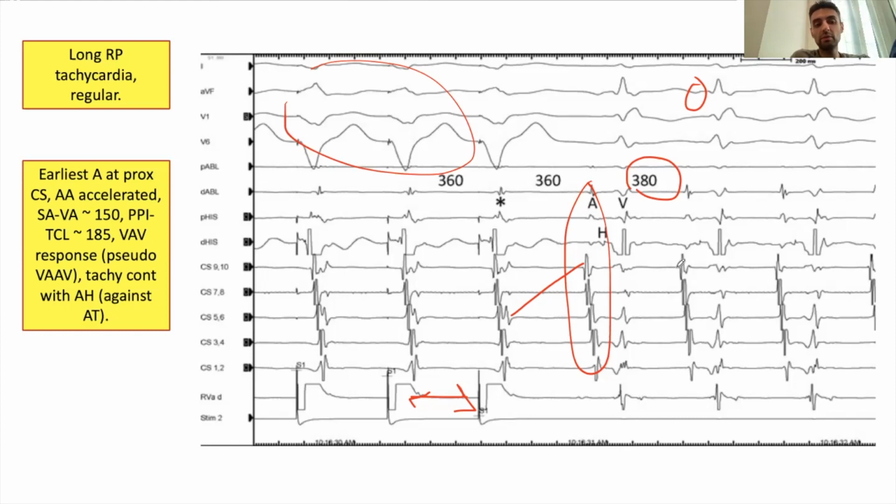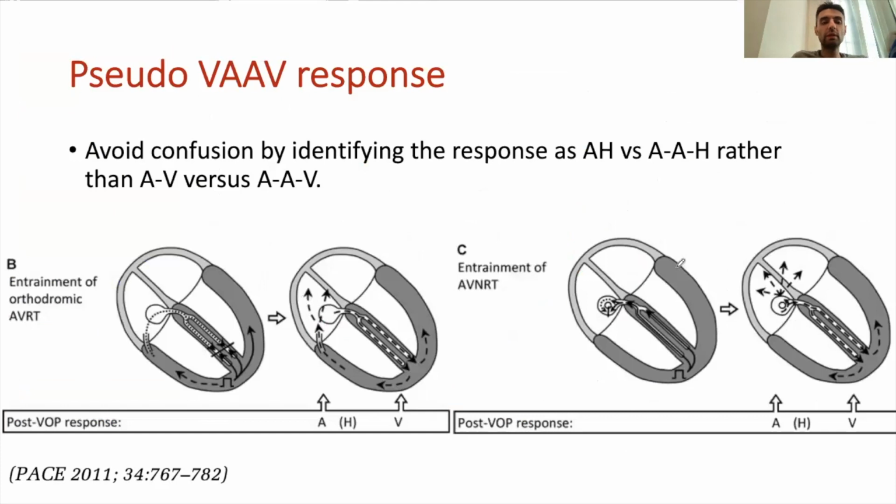Stim to A minus B2 was around 150. PPI minus tachycardia cycle length was around 185. There was a VAV response, and slowly decremental accessory pathway, or not accessory pathway in this case, slowly decremental retrograde limb in AVNRT. Okay.